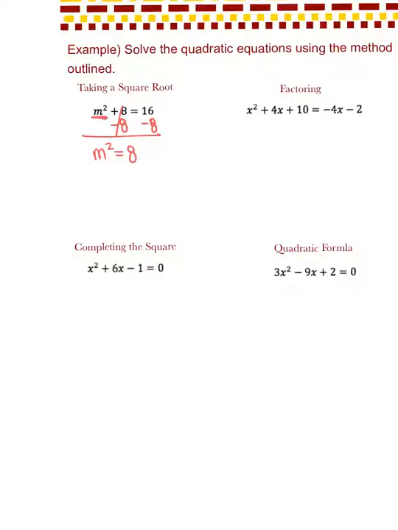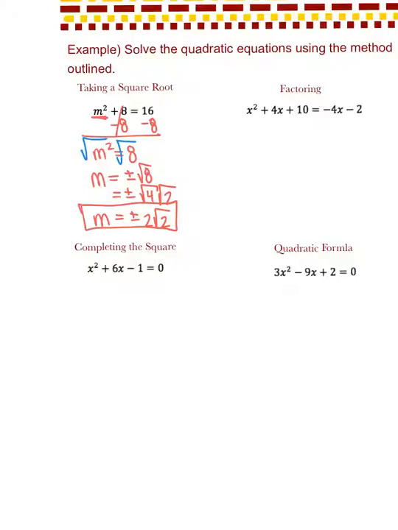And then once you have whatever is being squared by itself, you're going to take a square root. So now the square root of m squared is m. Don't forget your plus and minus. And then the square root of 8 can simplify. So the perfect square that is in the square root of 8 is 4. You can break this into the square root of 4 times the square root of 2. And the square root of 4 is 2. So I have m is equal to plus or minus 2 times the square root of 2.